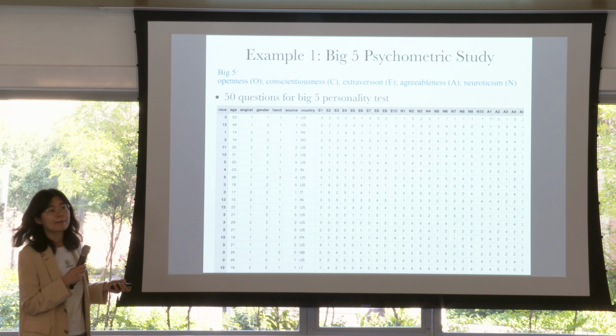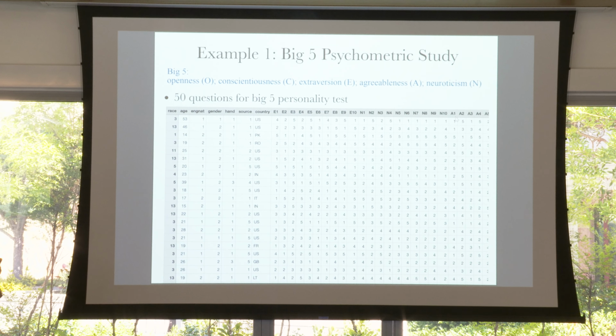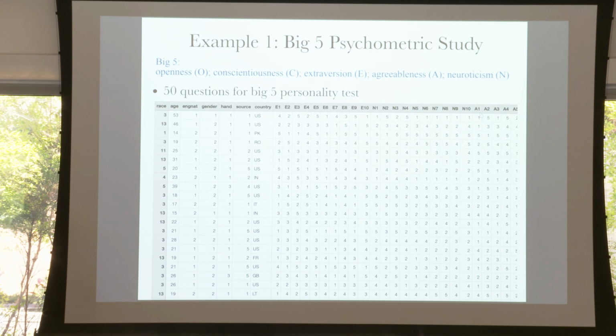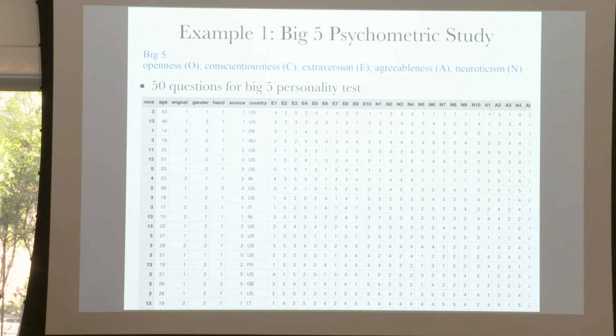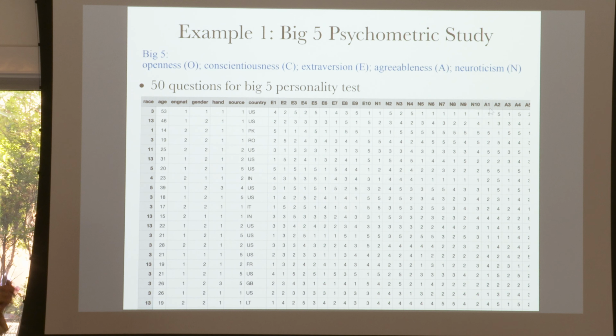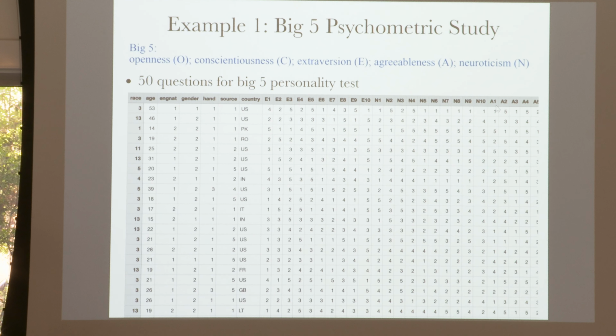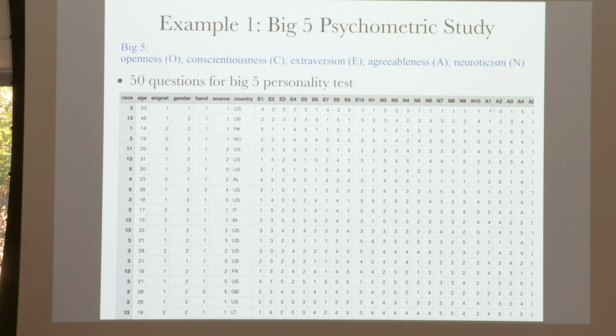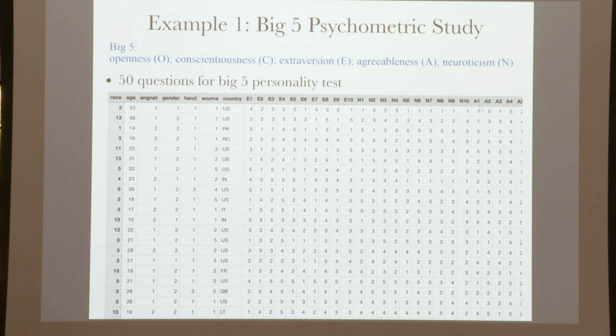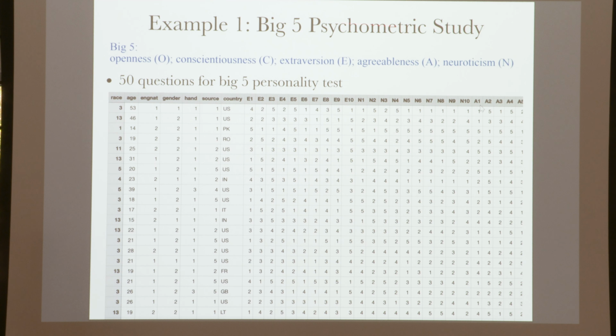Next, let's see two examples of identifying the hidden causal world. This is one example on the Big Five psychometric study. Big Five contains five dimensions: openness, conscientiousness, extroversion, agreeableness, and neuroticism. So OCEAN, ocean. The measured variables are the 50 questions that are designed to reflect these Big Five personalities.